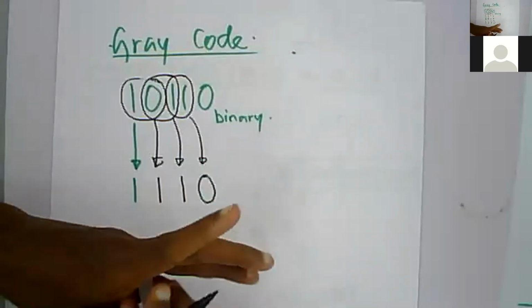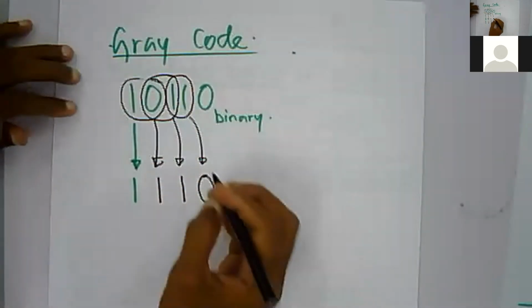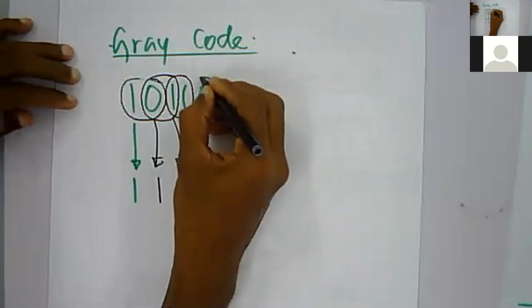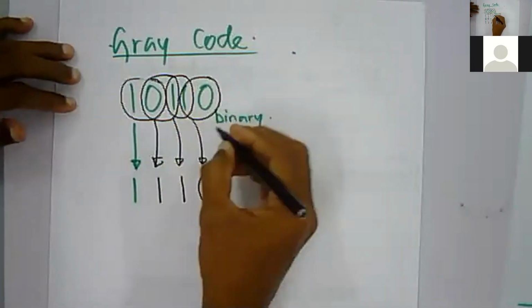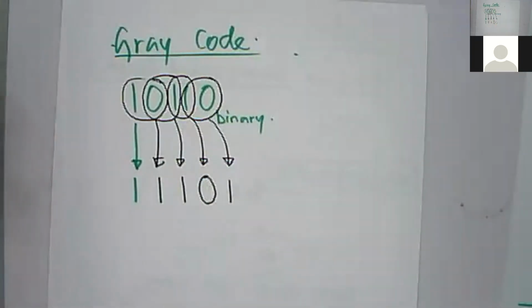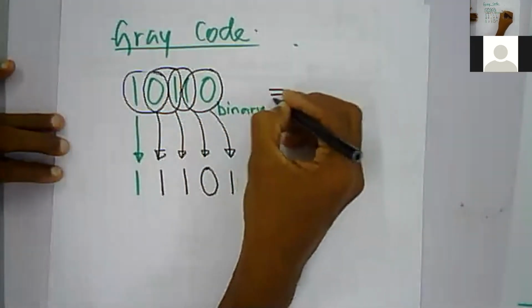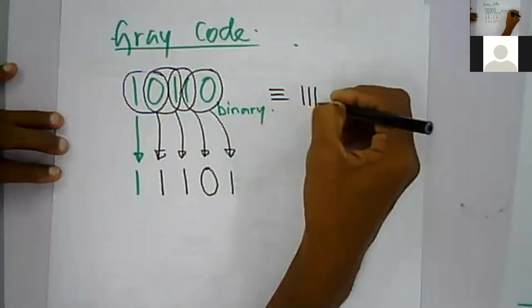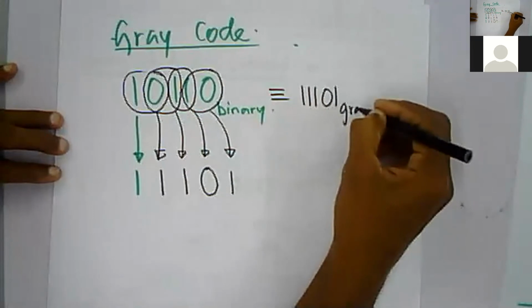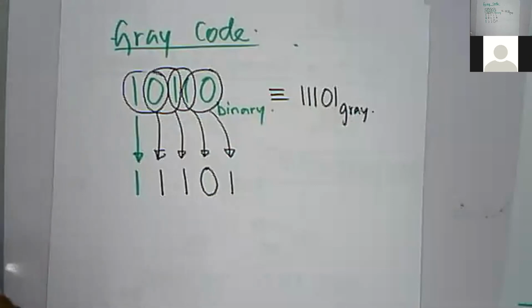Remember, if you have any carries, just forget about the carry. Just throw it away. So that 1 plus 1 becomes 0. And finally, the last two, 1 plus 0, which is 1. So my equivalent of 10110 binary is 11101 gray. Now let's see how we can convert the other way around, from gray to binary.